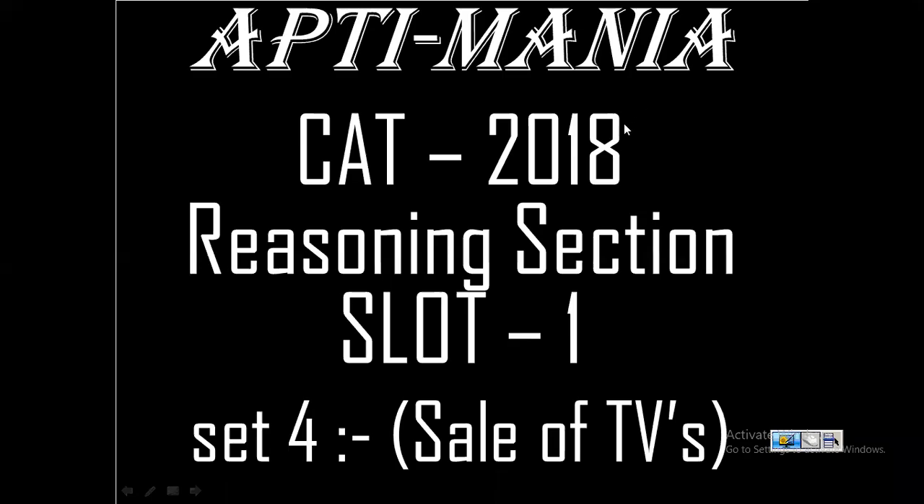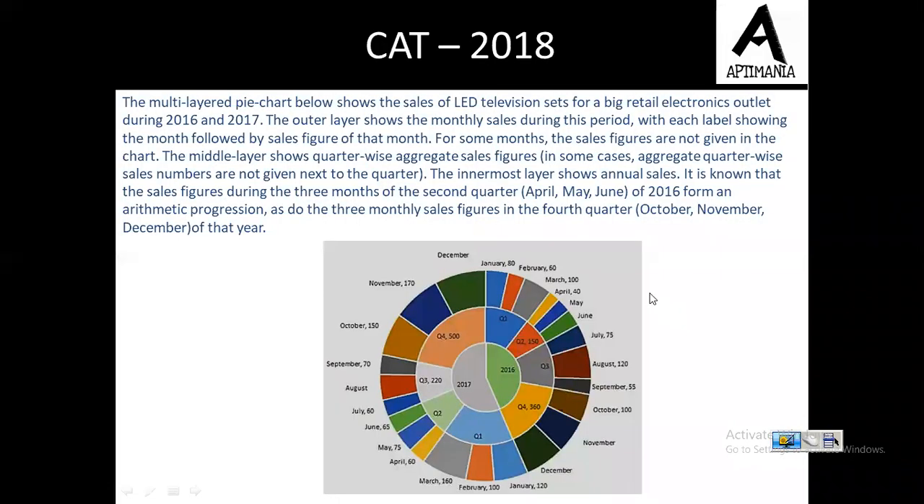Hello. In this video, we are going to discuss set 4 of the reasoning section of CAT 2018 slot 1 paper. So here is the question. The multi-layered pie chart below shows the sales of LED television sets for a big retail electronic outlet during 2016 and 2017. The outer layer shows the monthly sales during this period, with each label showing the month followed by the sale figure of that month.